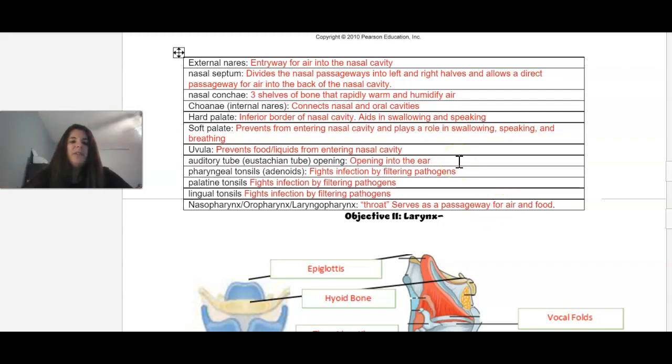That eustachian tube is the opening into the ear. The pharyngeal, palatine, and lingual tonsils all play a role in fighting infections because they're going to filter out the pathogens. And then you have your pharynx, which is our throat. And this is going to serve as a passageway for air and food, divided into the three different regions, like we mentioned, the nasopharynx, the oropharynx, and the laryngopharynx.